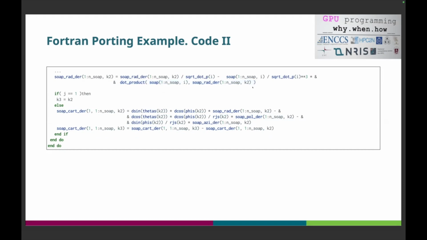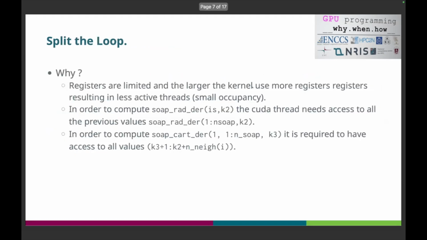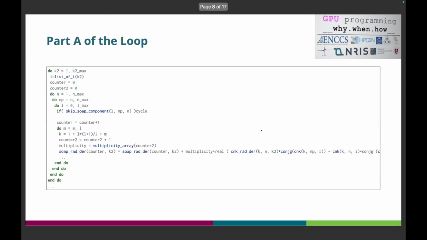So, let's see. My approach here is that I split the loop in 3 parts. This first part of the loop, I just write it like this. I have the outside loop, which goes from 1 to the maximum number of these pairs, and then I have this inner loop here that does some calculation.